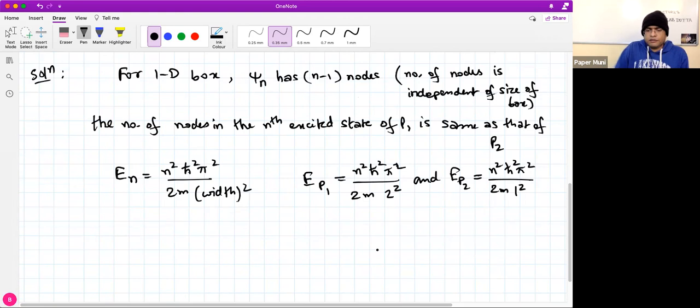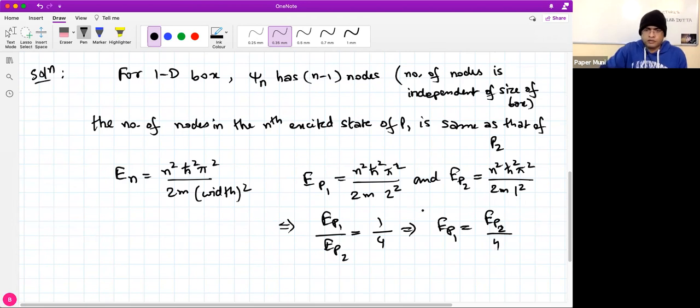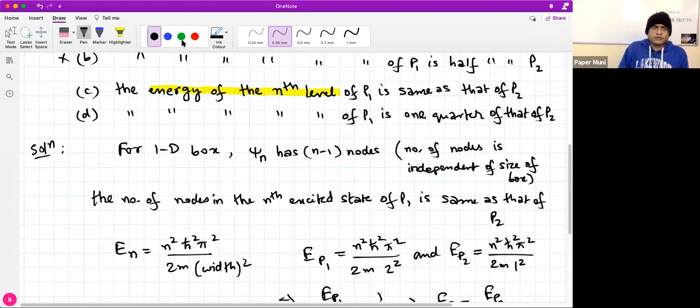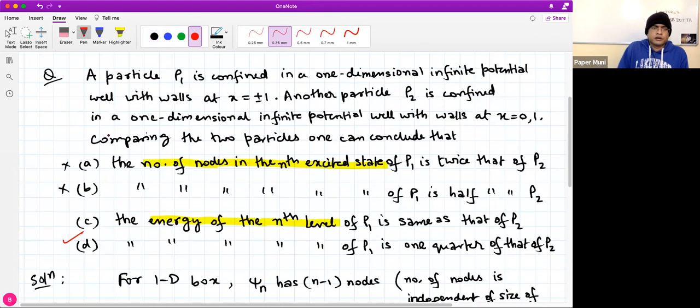Now if you divide them, what do we get? If you take the ratio of EP1 to EP2, you get 1 by 4, which means EP1 is equal to EP2 by 4. So the correct answer is option D. And this is a question from TIFR, 2010. All right.